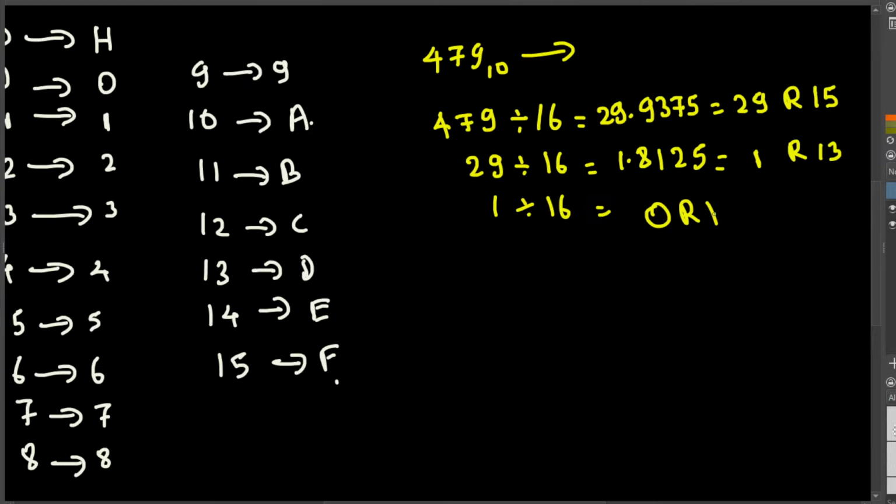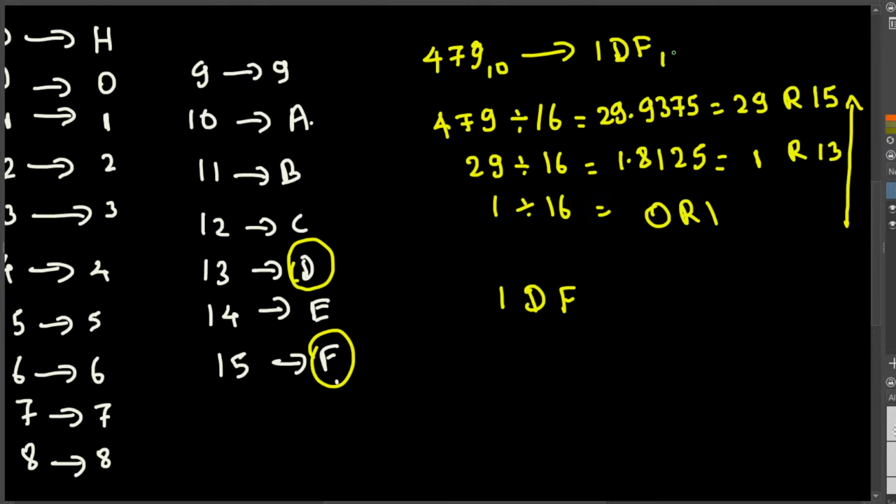So these are the remainders 1, 13, and 15, and then we go from bottom to top. 1, and then 13 is equivalent to D in hexadecimal, so 1D, and then 15 is equivalent to F in hexadecimal, 1DF. So 479 is equivalent to 1DF in hexadecimal. And that's how we can convert a decimal number into hexadecimal.